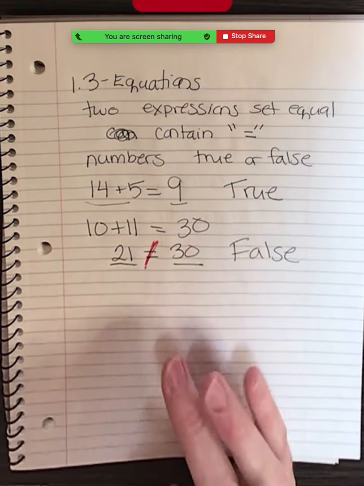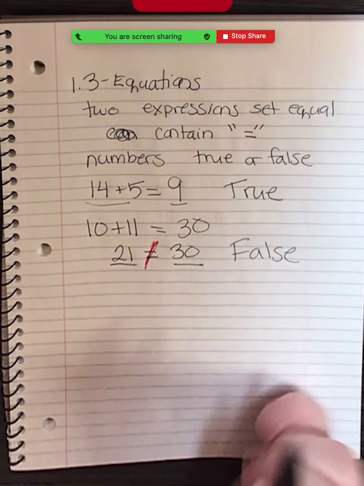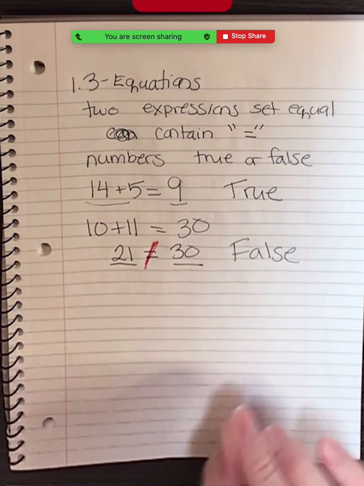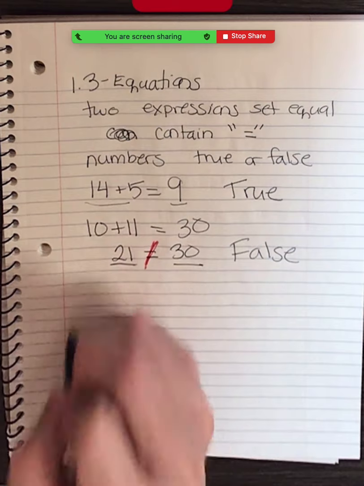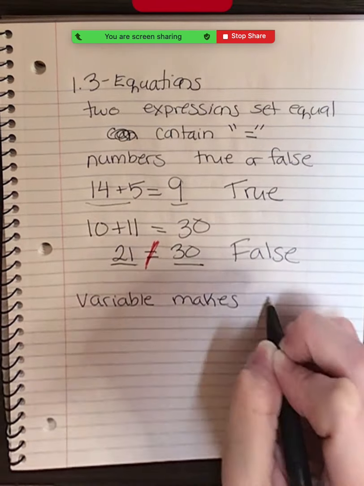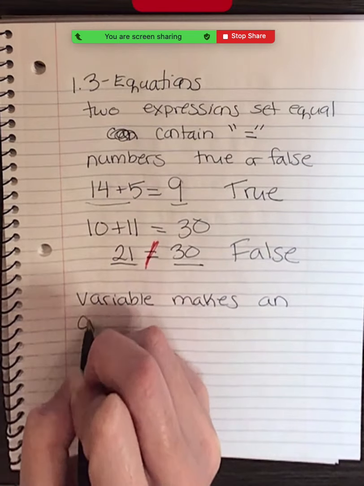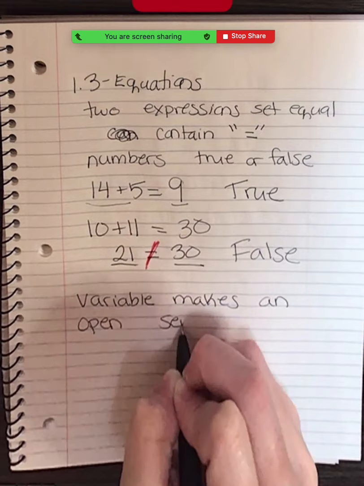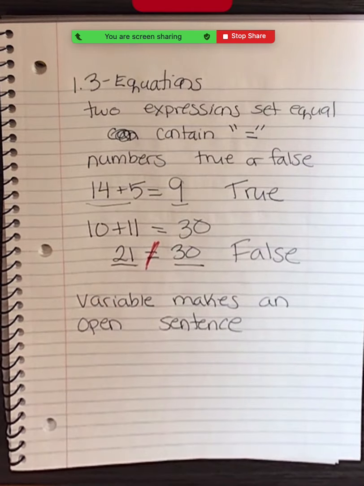When we have a variable, you can't classify it as true or false because it's saying some number with an operation is equal to something else. So we consider it an open sentence, because it contains at least one variable. You can take that variable, replace it with a number, and then decide if it's true or false.